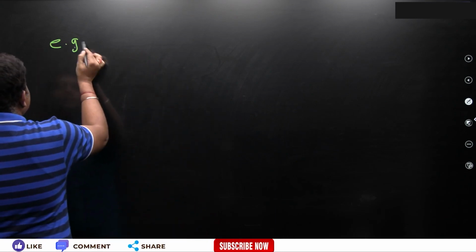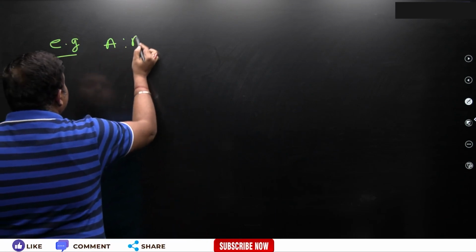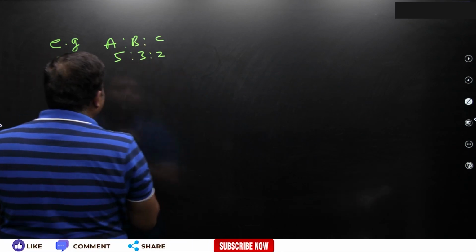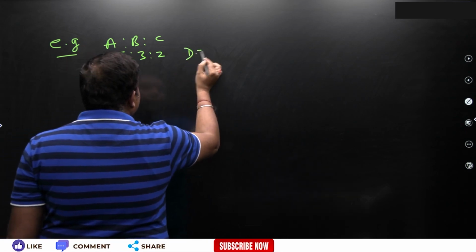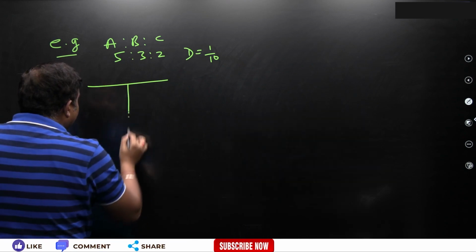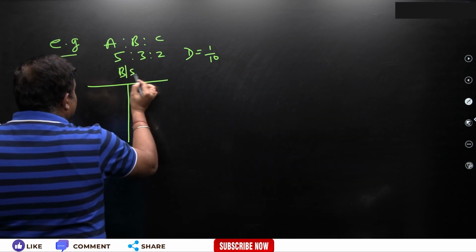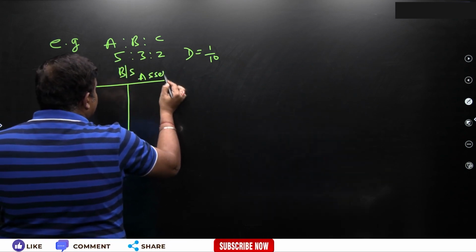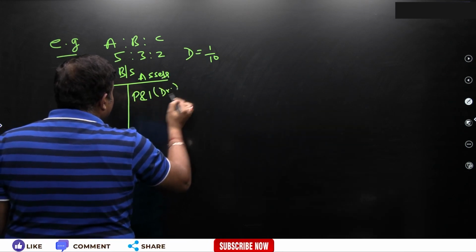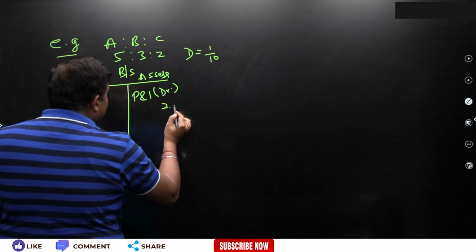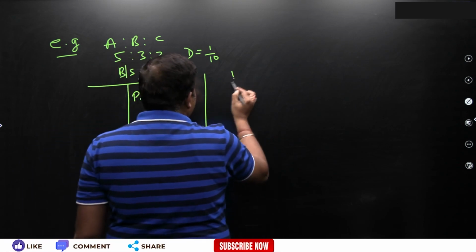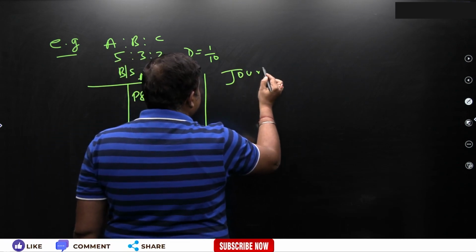So now the question is the same: A, B and C were the three partners sharing profit and losses in the ratio of 5:3:2. Now D is joining the firm for a 1/10 share, and they have given you the balance sheet, and on the asset side they have given you a profit and loss account debit balance of, say, 20,000. So now the treatment is, you pass the journal entries for the same.